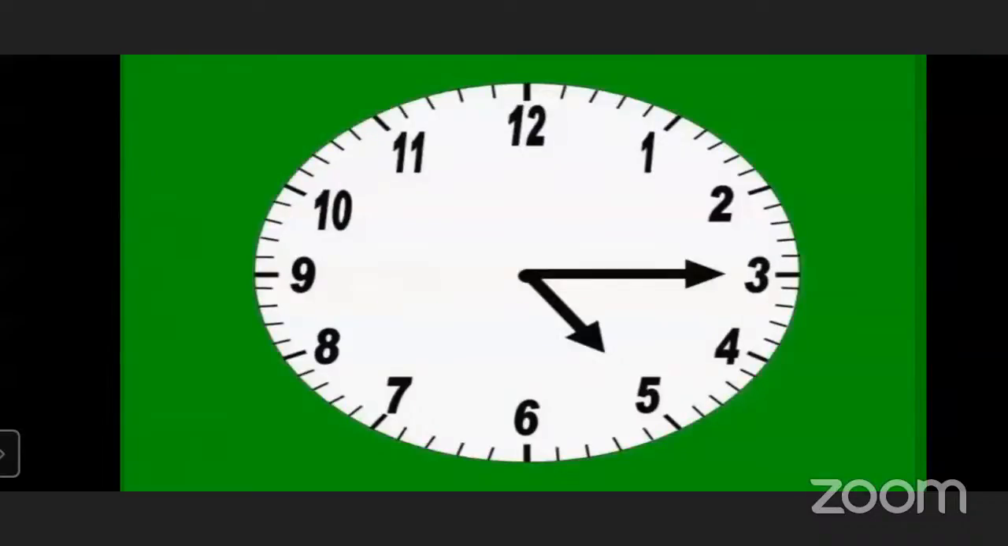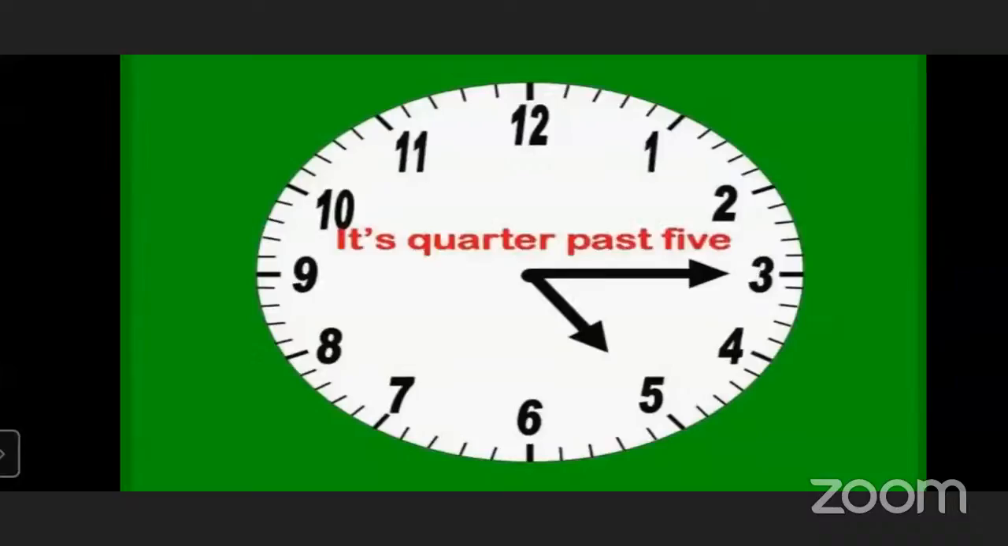Now here, anybody, where is the minute hand? On 3 there is the minute hand, and on 5 here is the hour hand. So it is quarter past 5. It's a quarter past 5. After 5 o'clock there is a quarter of time. So that's why it's a quarter past 5. Okay.